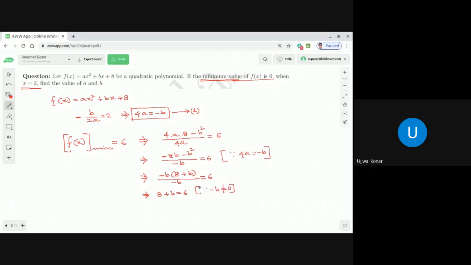You know, dear students, why minus b cannot equal 0? Minus b is not equal to 0 means b is not equal to 0. Why? Because if b is equal to 0, then 4a should be equal to 0, that means a is equal to 0. A equal to 0 means the quadratic polynomial is no longer a quadratic; it becomes linear. Everything has a logic. So from here, what do we get as the value of b? b is equal to minus 2. The moment we get b equal to minus 2, a is equal to minus b by 4, which implies a is equal to 1 by 2.